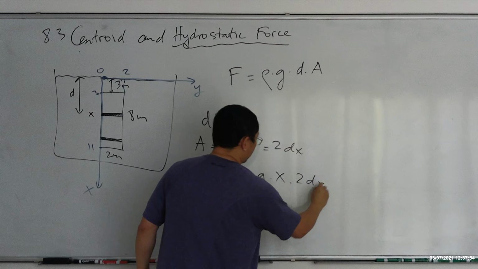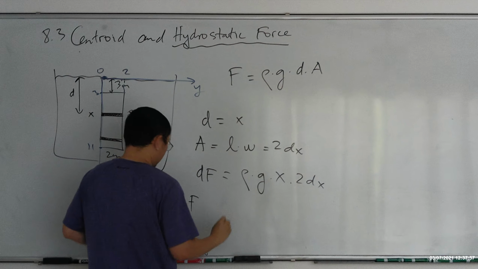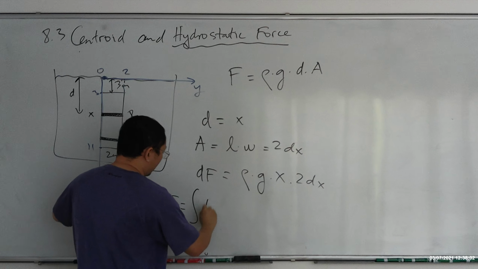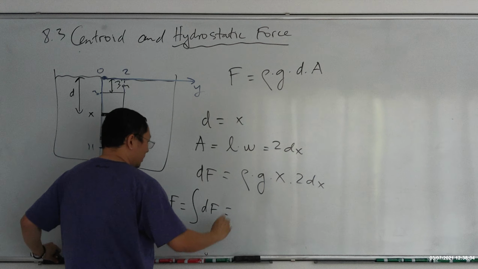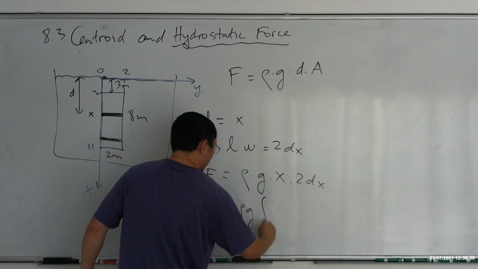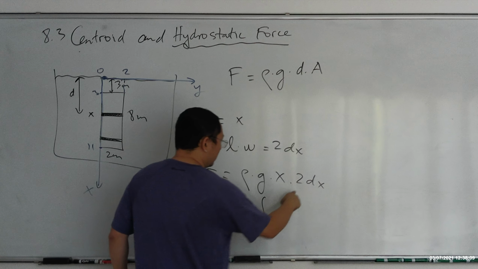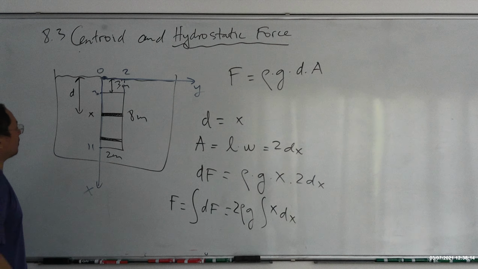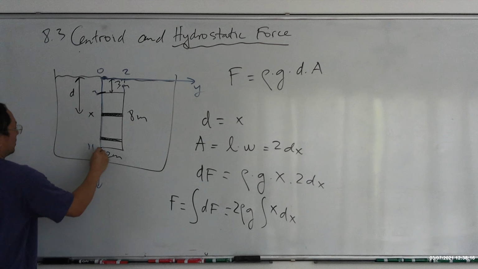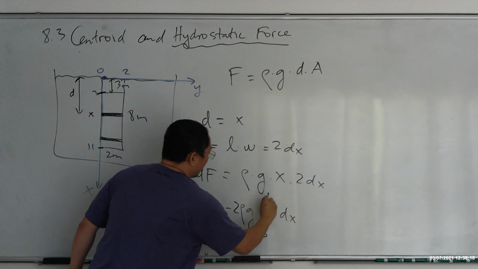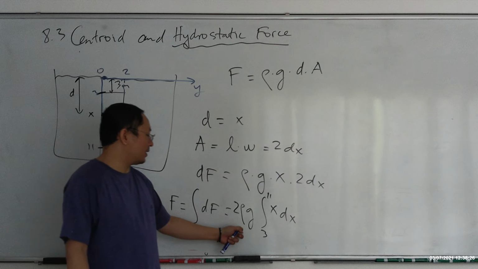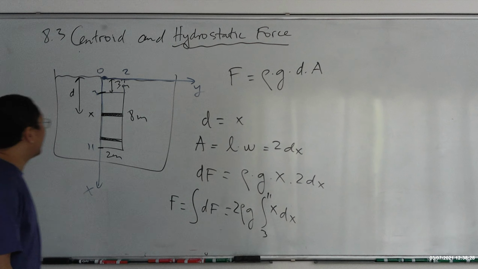So the total force applying to the whole plate is going to be the sum of all the little forces, which is, rho g is a constant, I'm going to bring it down. Integral, 2 is also a constant, I'm going to bring it down, and I got x dx inside. And you ask yourself, x runs from where to where? Runs from here to here. 3 to 11. And you integrate this. You have the answer. Okay, so in the metric system, rho is 1,000 for water and g is 9.8.